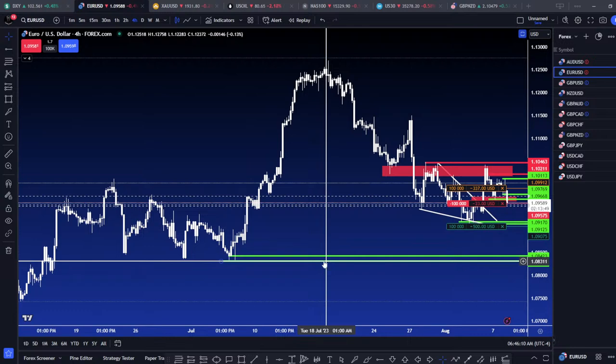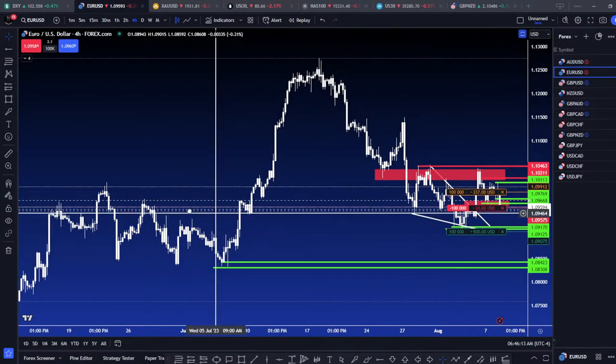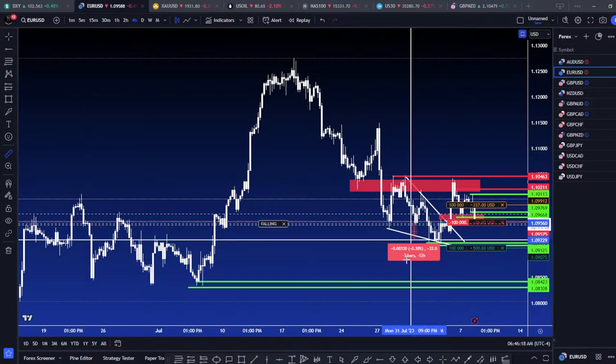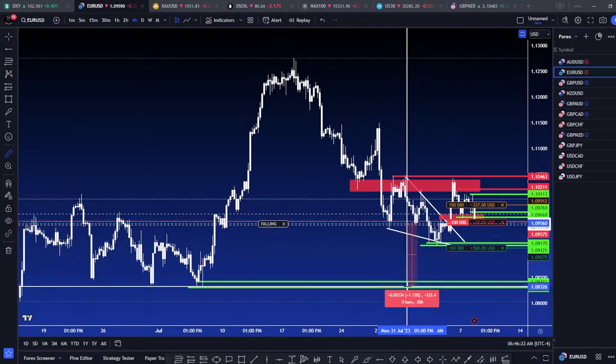All right. So, yes, if you guys want, you can move that stop loss on down, and we're probably looking at roughly, there it is, 122 pips.